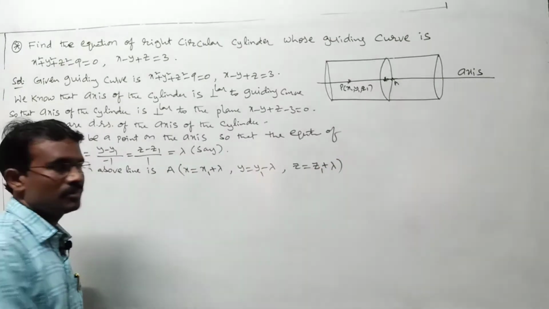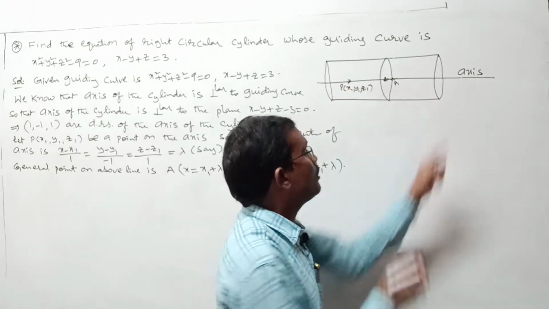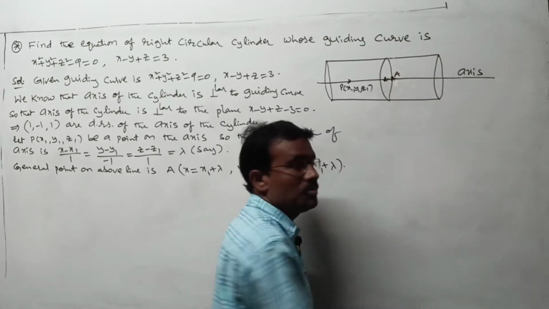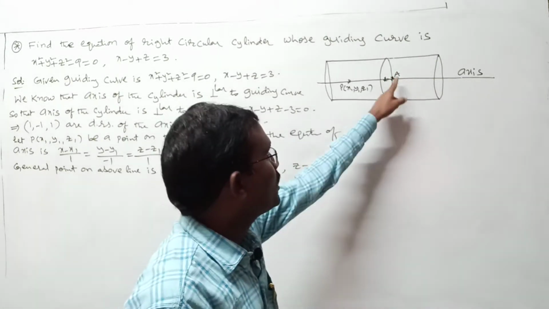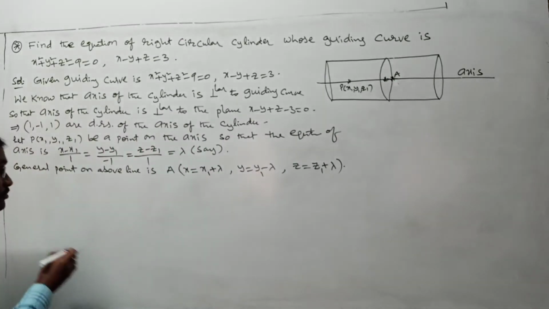Any doubt here? Yes, I will proceed further. A general point means anywhere on this line. Let us take that the point is on the axis, the guiding curve. Let capital A be a point on the guiding curve. I am proceeding further.